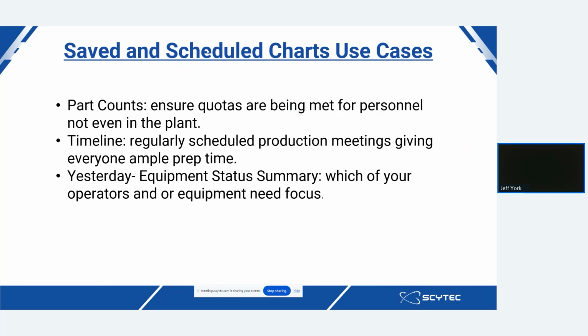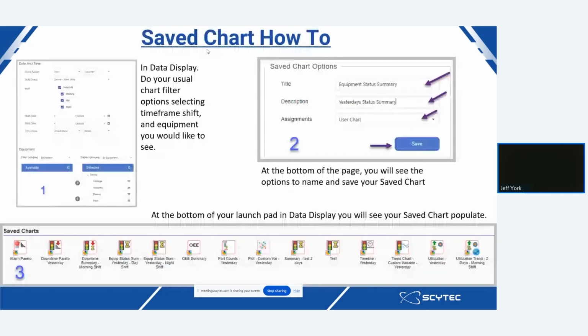And then also you can just have an equipment status summary sent to you on a recurring basis, which can help you know which of your operators or any of your equipment need any sort of focus or are having trouble.